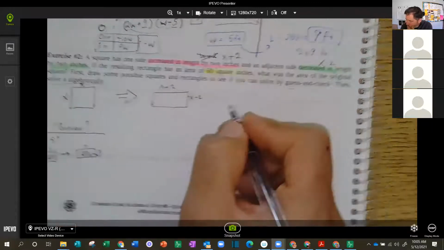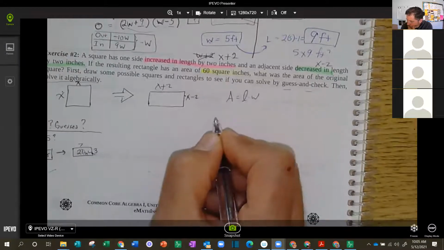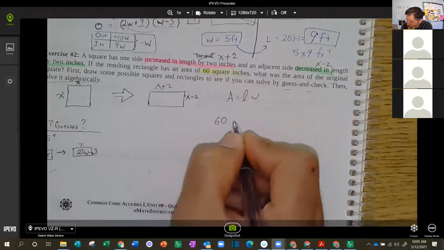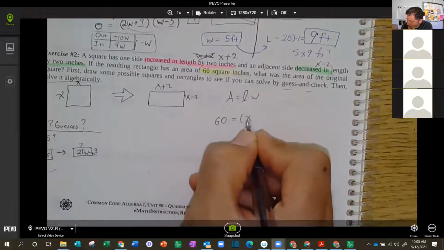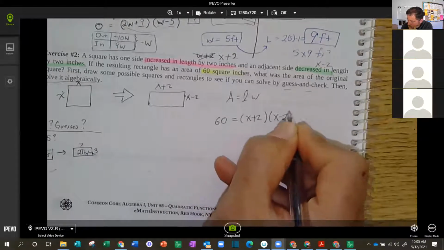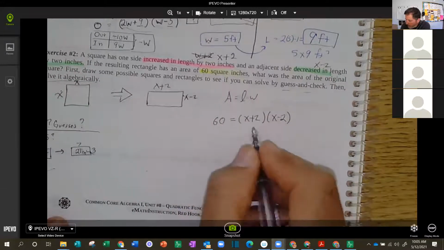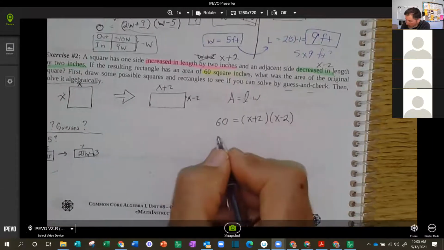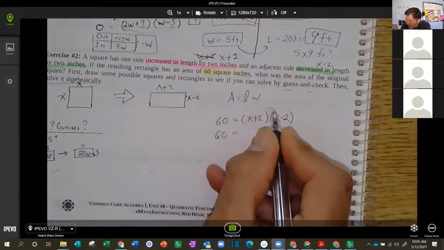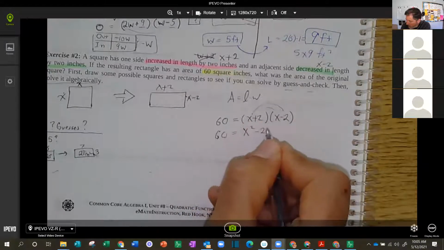And we know the product of this, length times width, so the area is supposed to be 60 square inches. So it's x plus 2 times x minus 2. Now I'll show you with this problem, it's going to be a little different than the last one because factoring and setting equal to 0 may not be needed. Let's just see. We're going to do FOIL on this, and we'll get x times x is x squared. X times negative 2 is negative 2x.